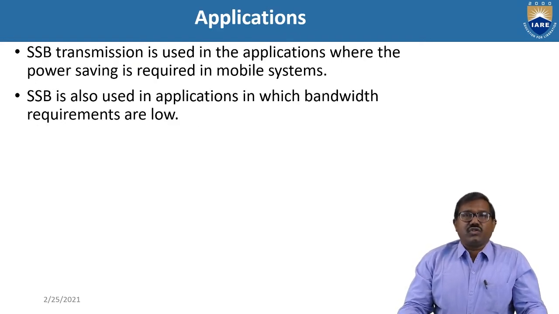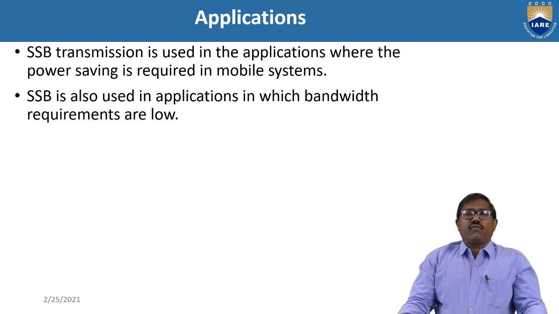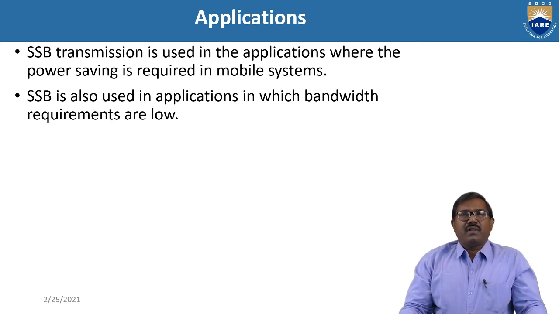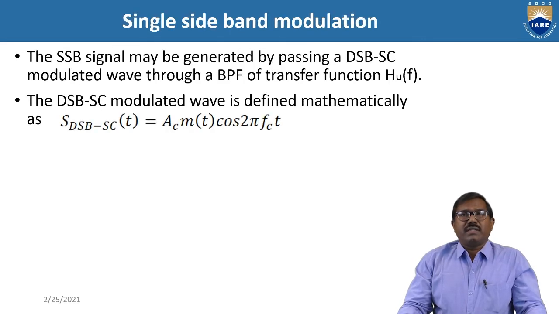And what are the applications of SSB? SSB transmission is used in applications where power saving is required, as in mobile systems. Another application is that SSB is also used in applications in which the bandwidth requirements are low. So these are the applications of SSB. Now we are going to discuss the SSB in time domain description.